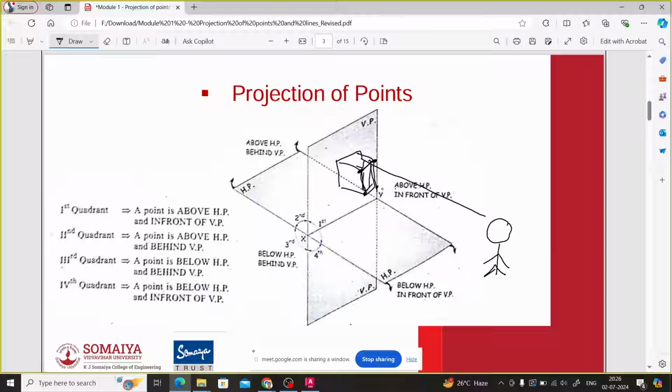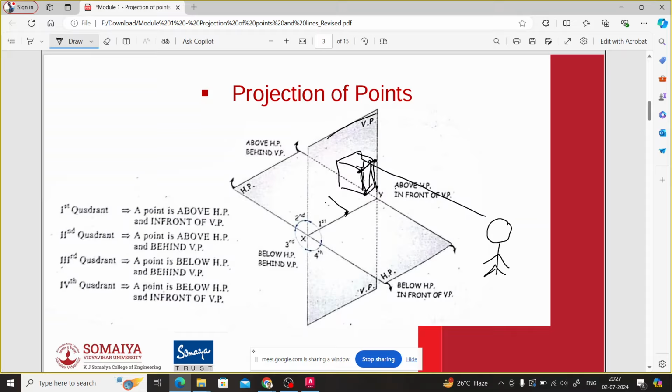Now, as the observer is looking at the object along the line of sight, the object is placed between the plane and the observer. So what is the speciality of the first quadrant? In the first quadrant, the observer is able to see the object clearly, as it is between the vertical plane and the observer. One more thing: how do we locate a point? Suppose there is a point like this which is in the first quadrant.